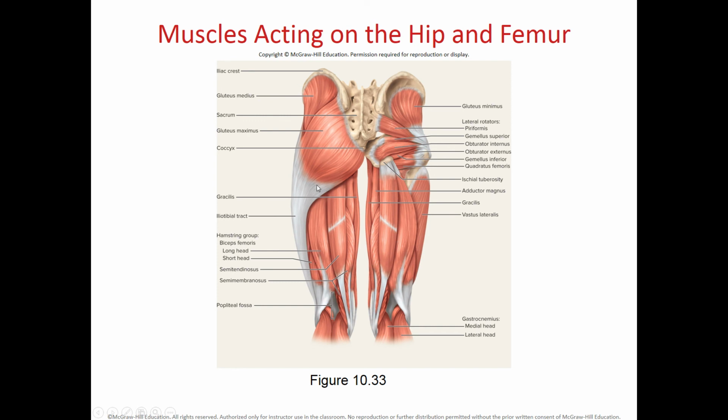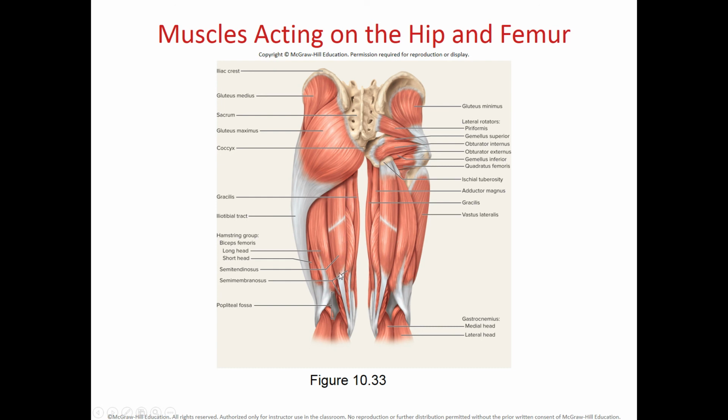This is a posterior view of the muscles acting on the hip and the femur. So we have the gluteus medius, gluteus maximus, and then the gluteus minimus, together with these piriformis, and then these gemellus muscles, obturators internus, externus, and then the quadratus femoris. All of these help us to maintain an erect position and to walk. And then this is the superficial view of these muscles on the posterior part of our thigh. So we have here the gracilis.